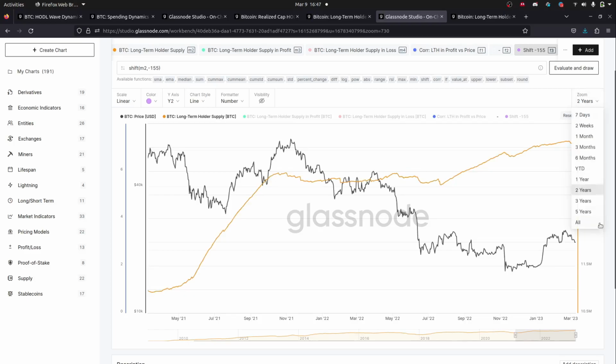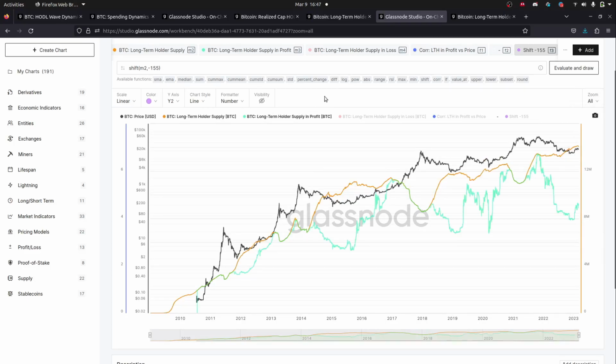It is wild. Now, the other thing I was playing around with is if we look at long-term holder supply and profit. So compare long-term supply and profit to the long-term supply. Where do you see the big chasm open up? Well, in bear markets, right? Naturally, there's supply that's less in profit.